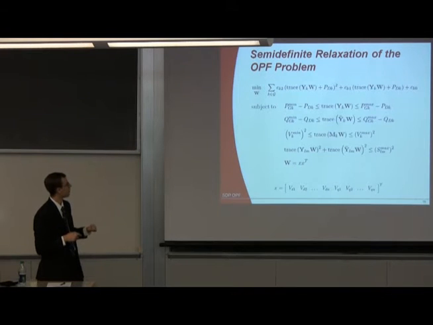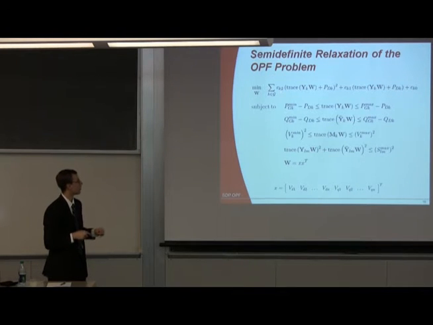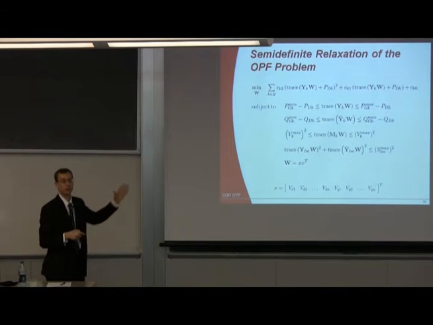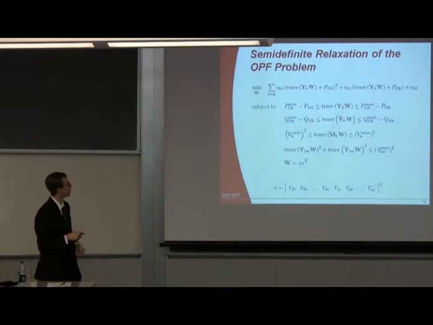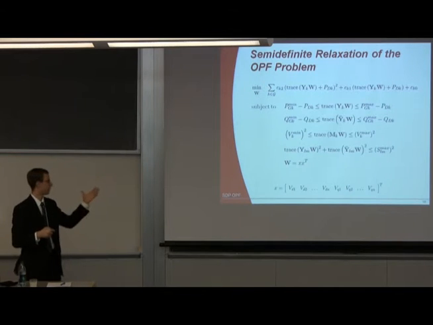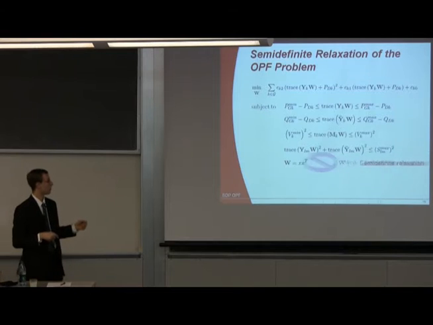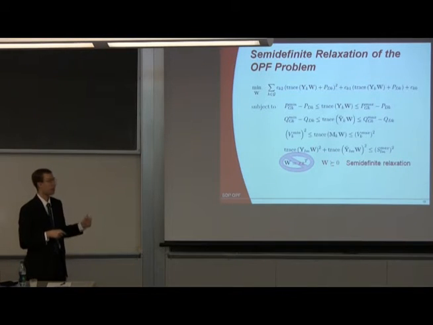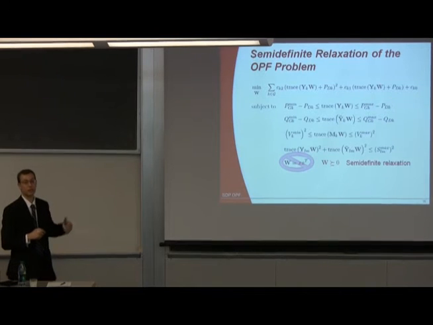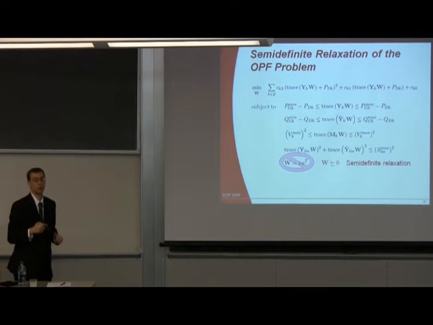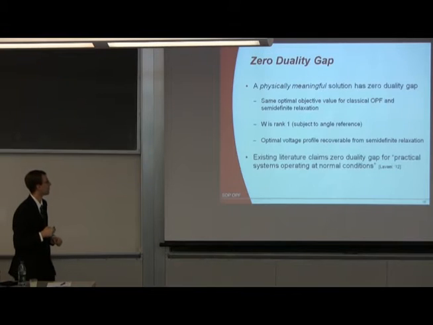We can rewrite all the functions just as I rewrote the voltage magnitude before. We can rewrite all the power injections, active and reactive power injections, in a similar form. So we substitute in this matrix variable W, so now we have an optimization just over W. The relaxation comes in when we get rid of this XX transpose, so that instead of being a rank one matrix, we just say W is positive semi-definite. We're left with a semi-definite program that we can solve to global optimality.